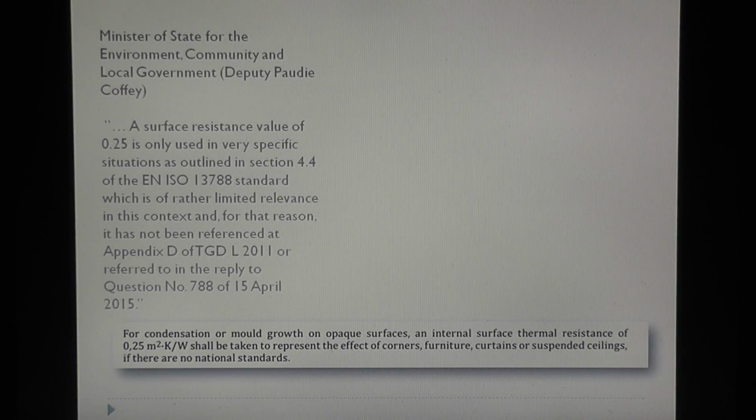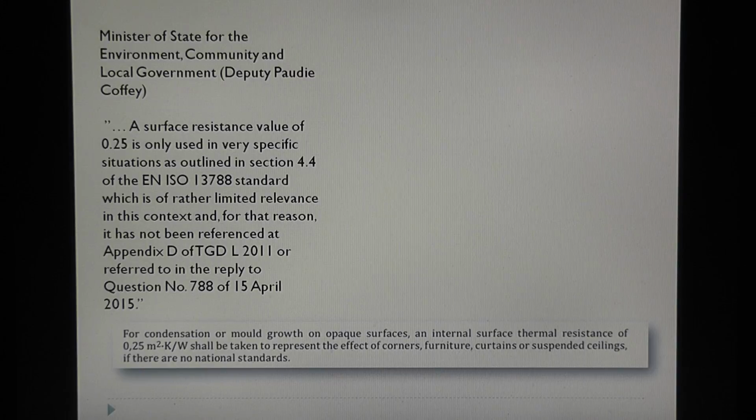His response then goes on to say, "A surface resistance value of 0.25 is only used in very specific situations as outlined in section 4.4 of ISO 13788, which is of rather limited relevance in this context and for that reason has not been referenced at Appendix D of TGD L 2011 or referred to in the reply to question 788 of the 15th of April 2015."